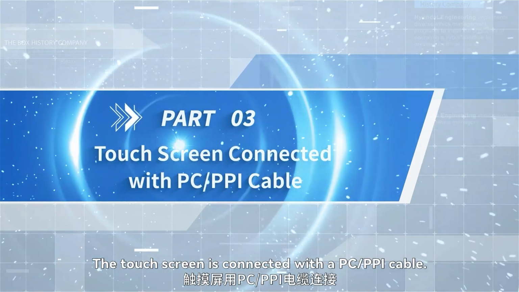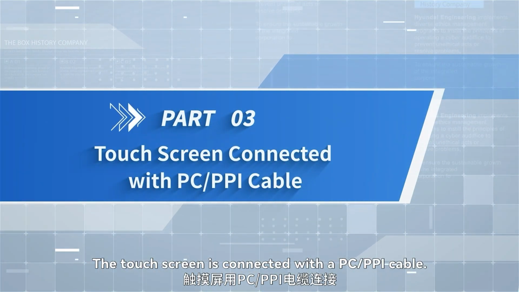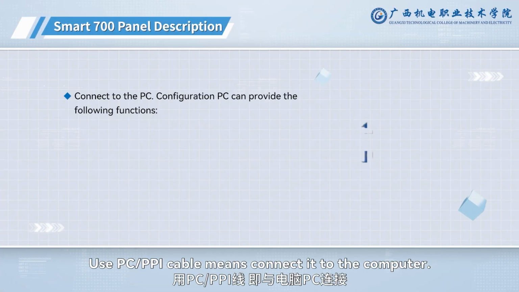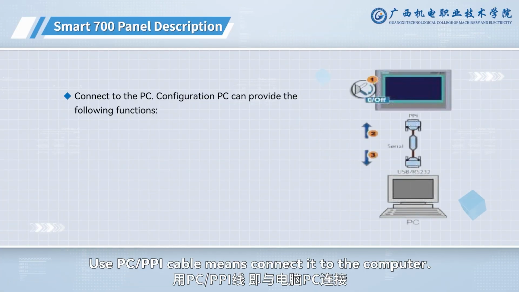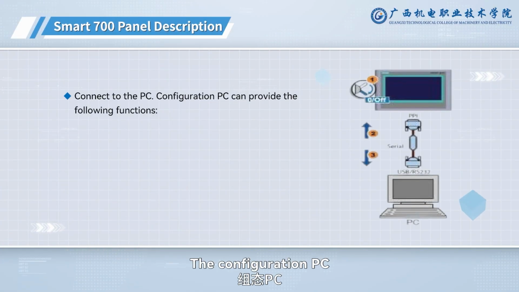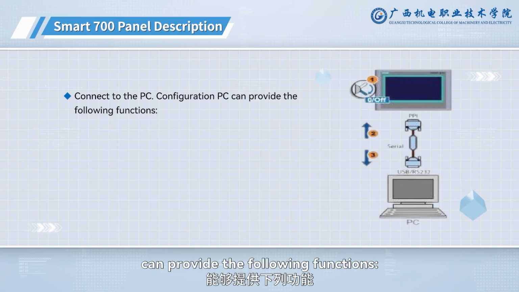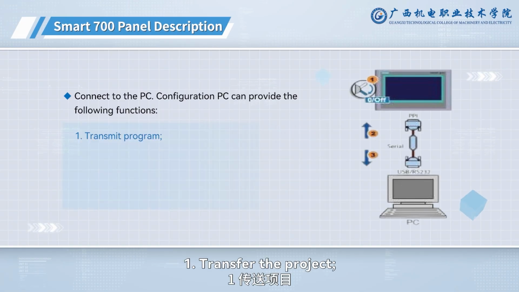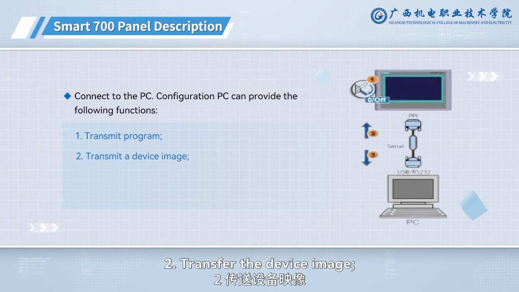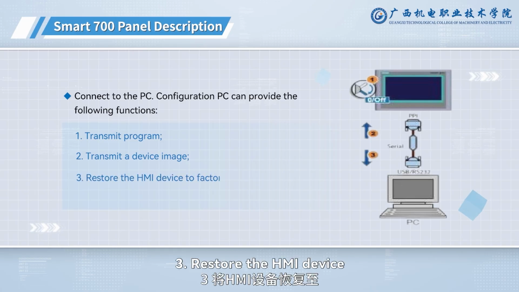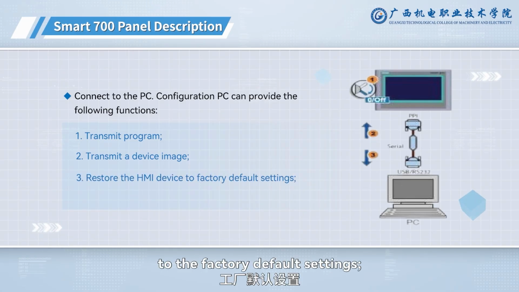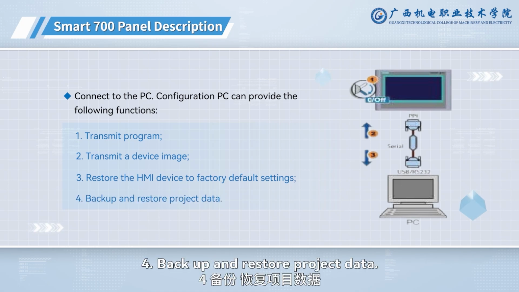The touchscreen is connected with a PC-PPI cable. Using the PC-PPI cable means connecting it to the computer. The configuration PC can provide the following functions. 1. Transfer the project. 2. Transfer the device image. 3. Restore the HMI device to the factory default settings. 4. Backup and restore project data.